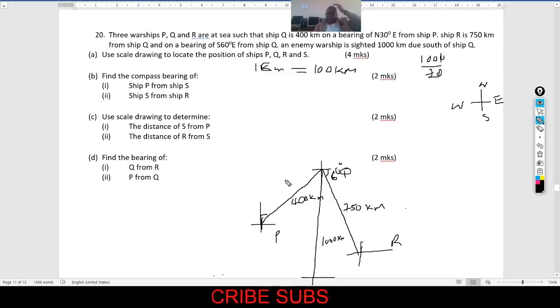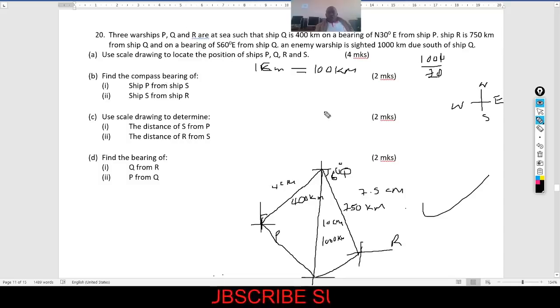So I divide by 100, which means I'll measure 4 centimeters here, 7.5 centimeters here, and 10 centimeters here. After drawing, you join the points. This is how the figure should look. After you draw the actual, you measure those distances using the scale. Just locating these points, you get 4 marks.